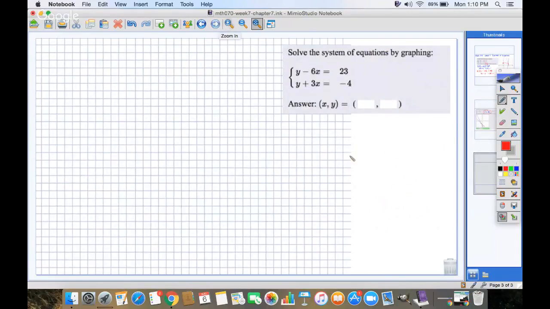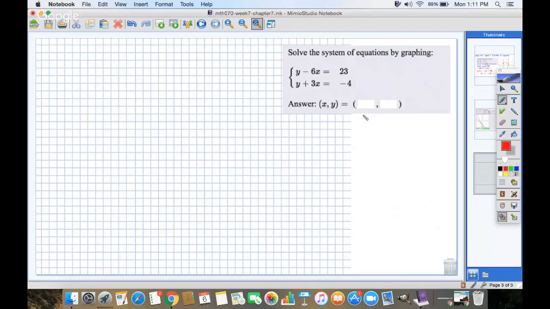So here I'm asked to graph the system on my own instead of using the graphing tool in my OpenMath and identify the solution. So I have to figure out how to graph y minus 6x equals 23 and y plus 3x equals negative 4. So let's let the first one be red.